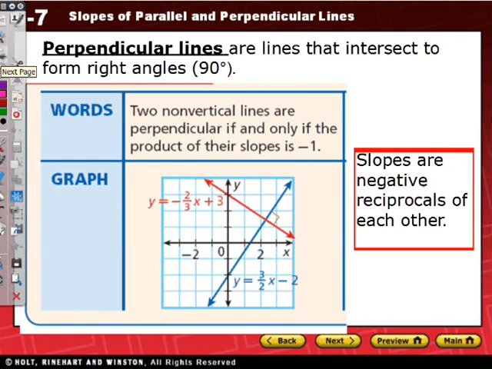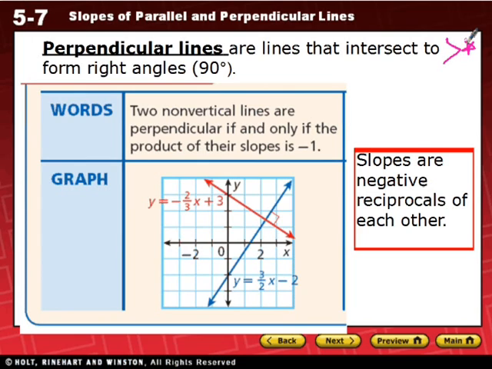So back on page 72, up there at the vocabulary, you're going to write the definition for perpendicular lines. They are lines that intersect to form right angles. In the big blue box on page 72 at the bottom, you're going to put this information in words and a nice little sketch. Two non-vertical lines are perpendicular if the product of their slopes is -1. It's a good idea to put this part too. Slopes are negative reciprocals of each other.